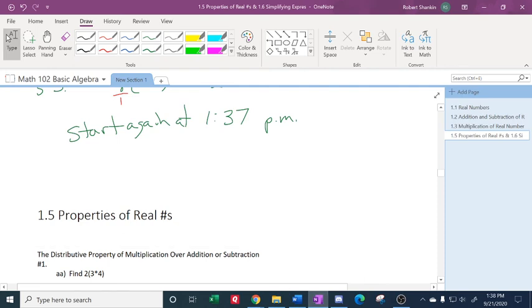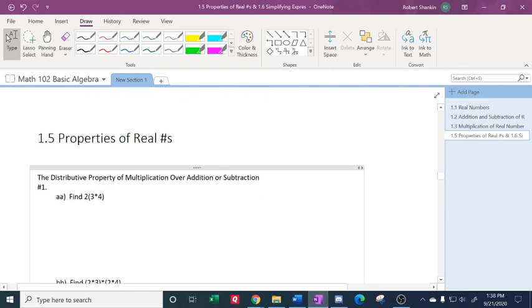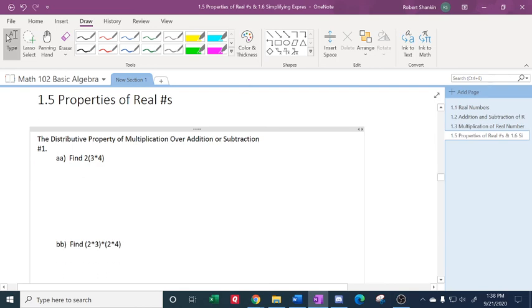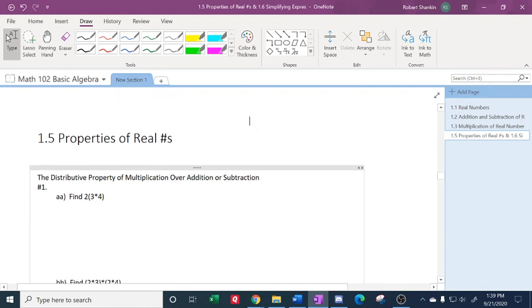All right, let's get started again. We're going to do two sections again today. The first section is 1.5, properties of real numbers. Number one, the distributive property of multiplication over addition or subtraction, and I'll ask you to do a problem.